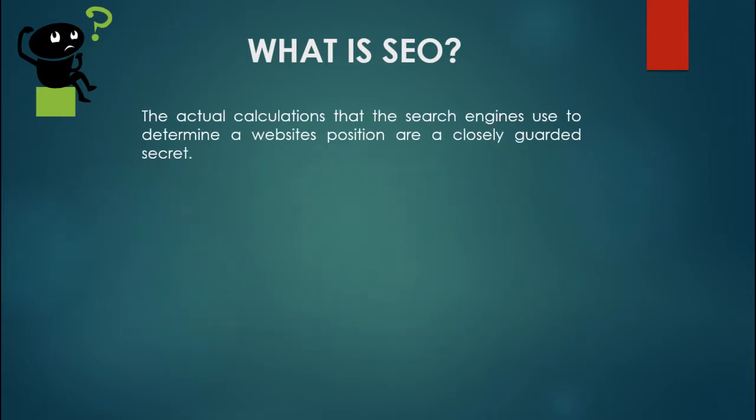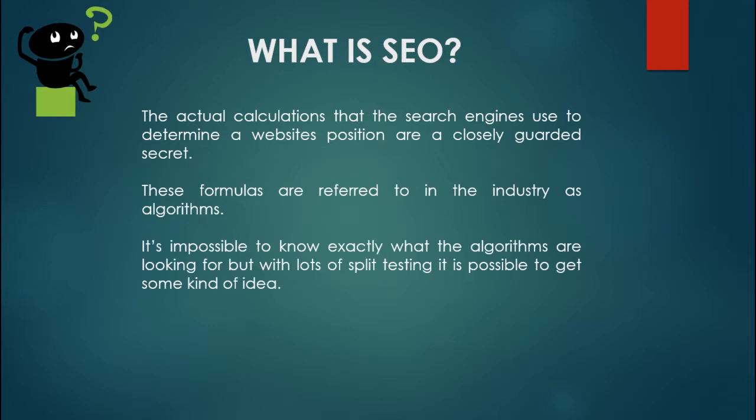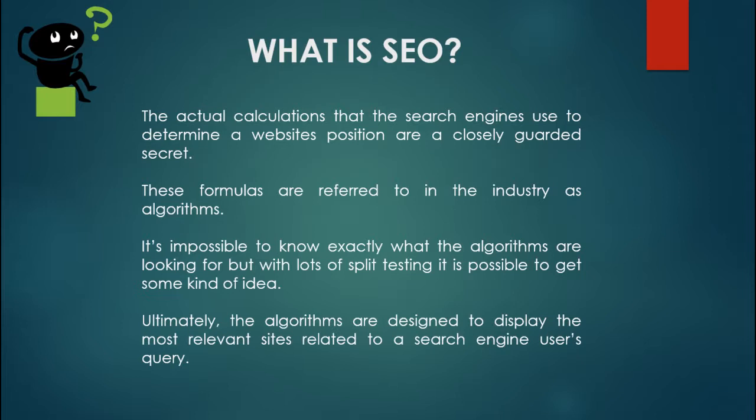The actual calculations that search engines use to determine a website's position are a closely guarded secret. These formulas that they use are referred to in the industry as algorithms. It's impossible to know exactly what the algorithms are looking for, but with lots of split testing, it is possible to get some kind of idea. Ultimately, the algorithms are designed to display the most relevant sites related to a search engine user's query.